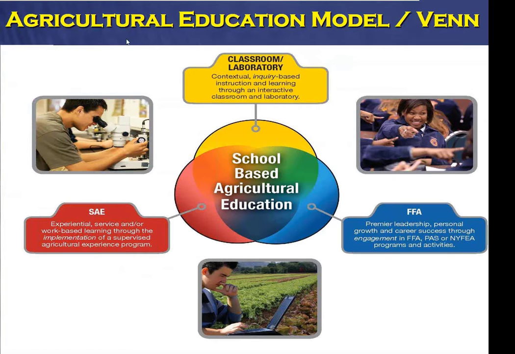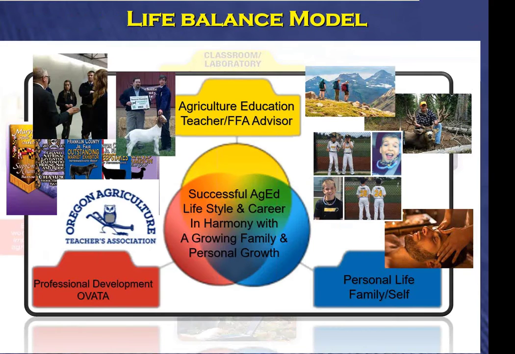So between these three models, we can see that there's quite a bit that we do as an agriculture teacher, and what we're going to be focusing on today is how we can balance this model and also balance a life model. And that's where we're going to introduce Mr. Lance Hill into the conversation, who put on a really great workshop during the Oregon Ag Teachers Association Summer Conference. So we're going to go ahead and hand it over to Lance.